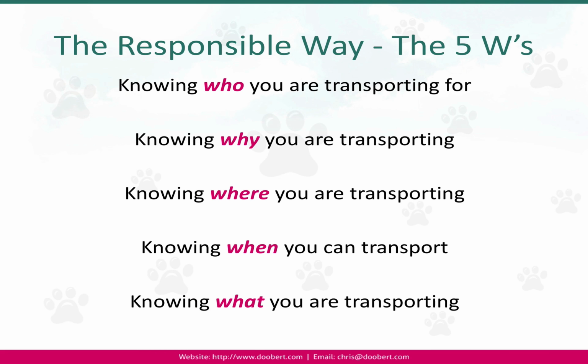So a simple way to remember it, there's 5 W's, which are the responsible way for doing a transport. First of all, knowing who you're transporting for. Back to our types. Is this transport for a rescue, for a shelter? Is it going to an adopter? Unfortunately, there are people that will be requesting transport for personal reasons, to move their personal pet. I've chosen not to support these at this time on Doobert just because everybody's volunteer-based, and we're trying to move rescue animals, not necessarily move people's pets.